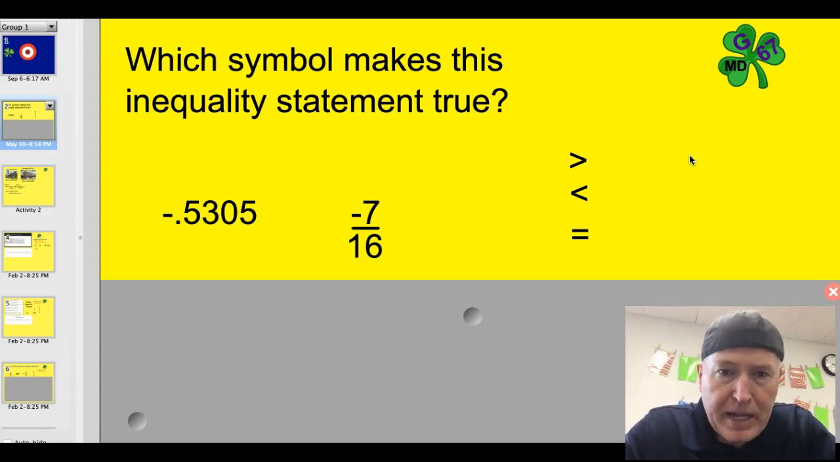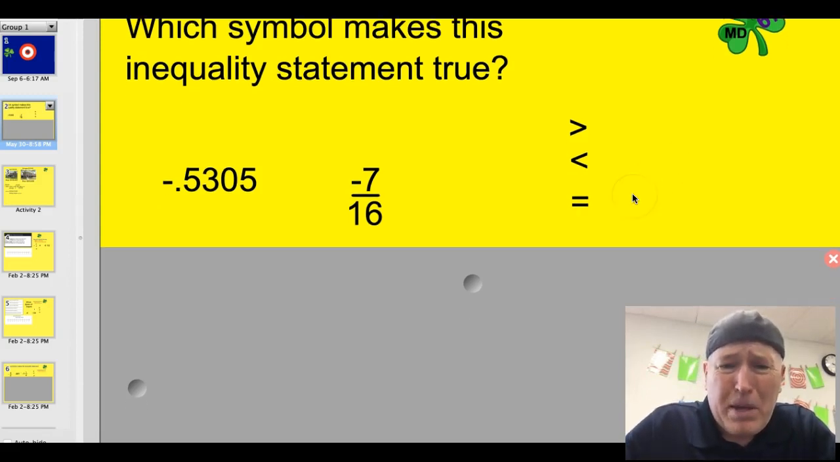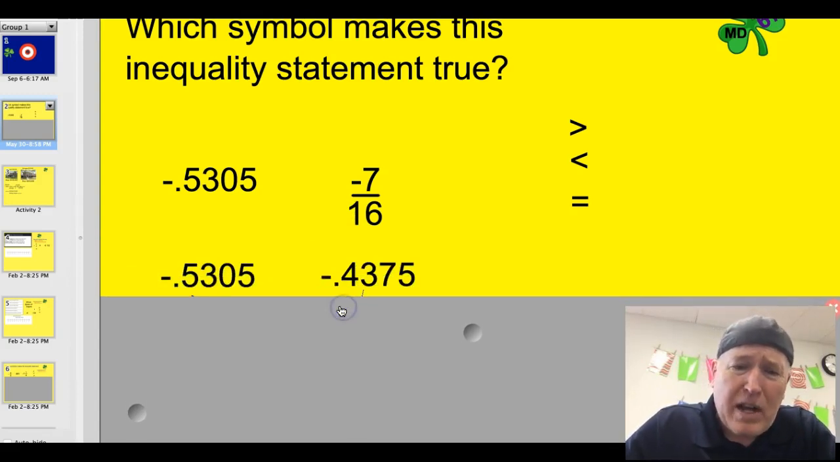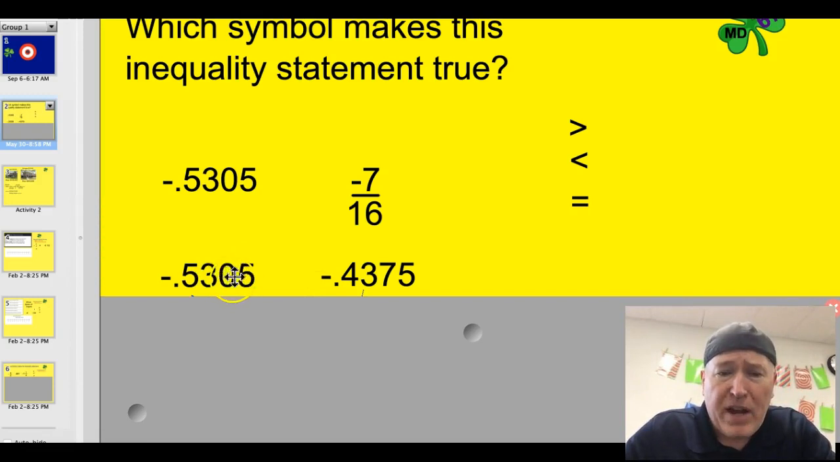0.5305 and negative 7/16. In order to compare those, you really have to put them into decimals. I'm pretty sure this one's less. This is less than 0.5 because 8/16 would be 1/2. But I'm still going to transfer that into a decimal. So if I switch them into decimals, I'll see that I have negative 0.5305 and negative 0.4375.